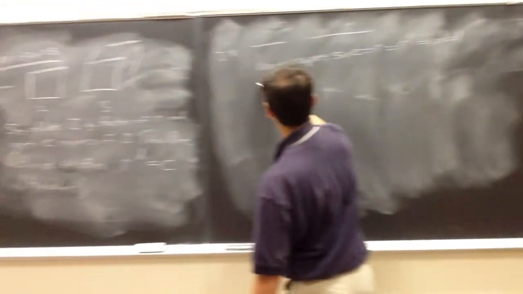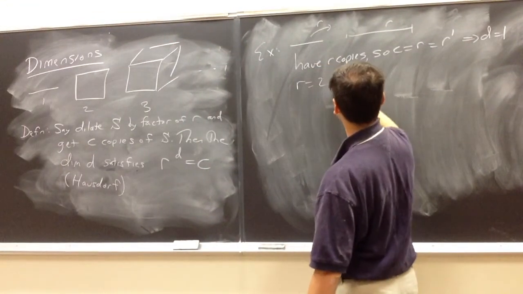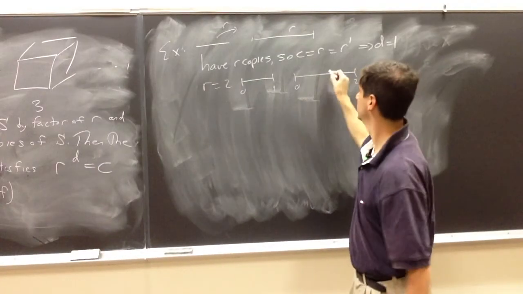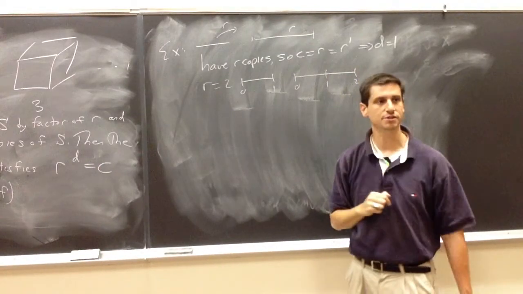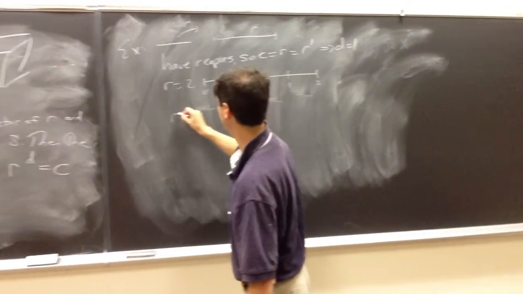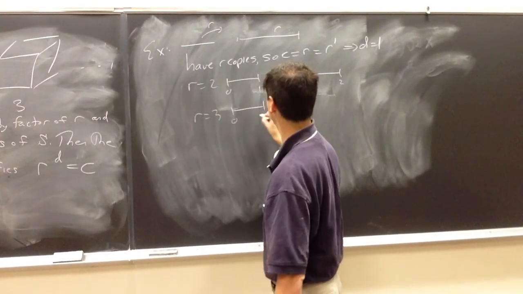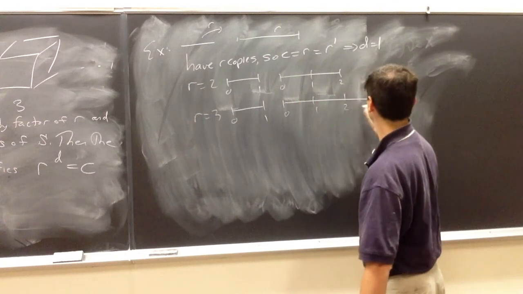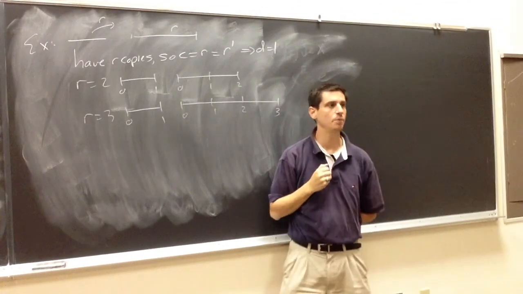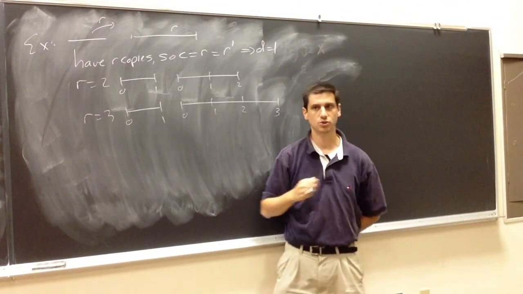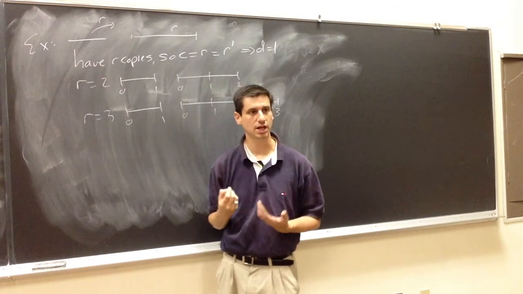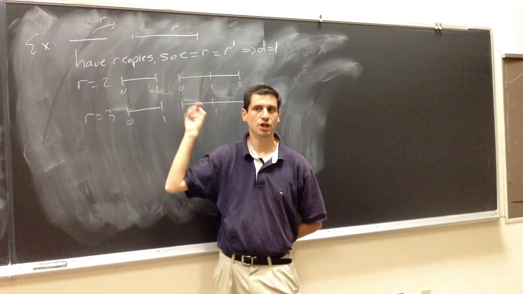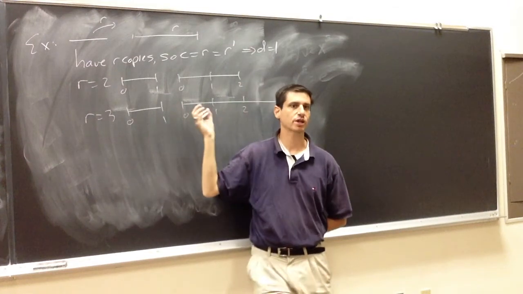So, for instance, if R equals 2, we go from this, say, 0 to 1. I now multiply by a factor of 2, and now I have 2 copies of my interval. If I take R equals 3, here's 0, 1, 2, 3. And I now have 3 exact copies of what I started with. And so we can see here very clearly that it's going to look like D equals 1. For these arguments to really work, R should be what kind of number?